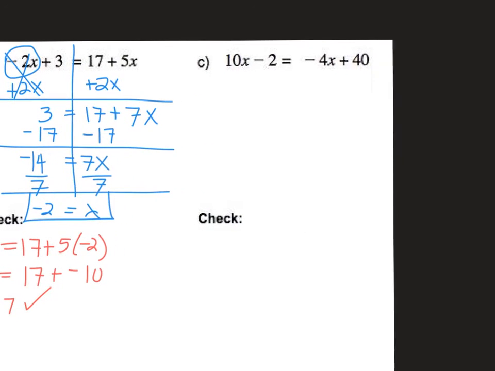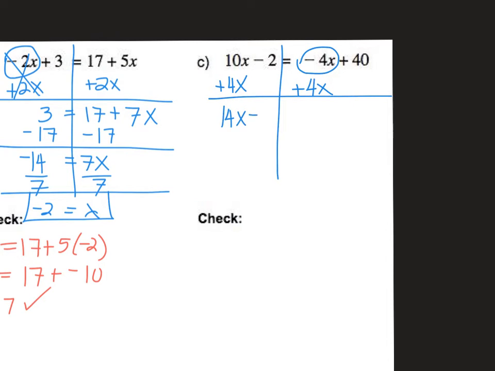All right, letter C. No parentheses to get rid of, no like terms to combine, so let's get these x's together. This is my smaller, negative 4 compared to 10. Negative 4 is smaller, so I'm going to move a negative 4x by adding 4x to both sides. 10x plus 4x is 14x. Negative 4x and positive 4x went away, leaving us with 40.